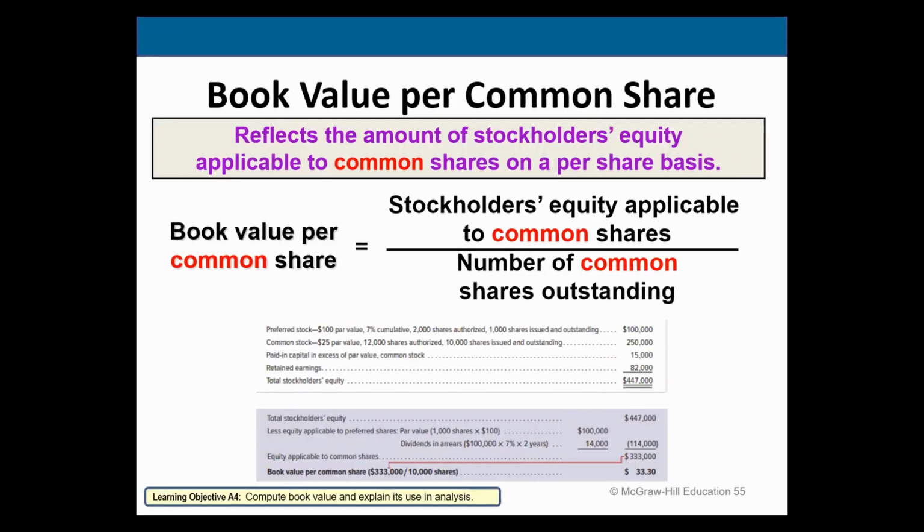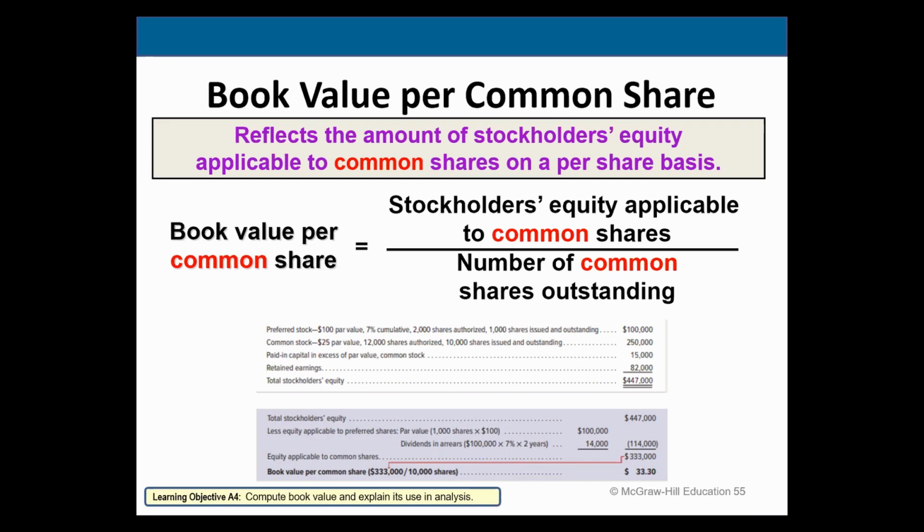The book value per common share reflects the amount of stockholders' equity applicable to common shares on a per share basis. It is calculated as stockholders' equity applicable to common shares divided by the number of common shares outstanding. And so in this example, LTD's equity is shown. This year's dividends on preferred stock have been paid, but 2 years of preferred dividends are in arrears. LTD's book value computation is shown.